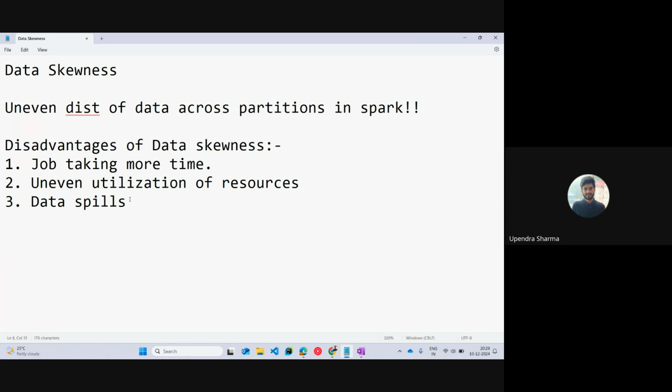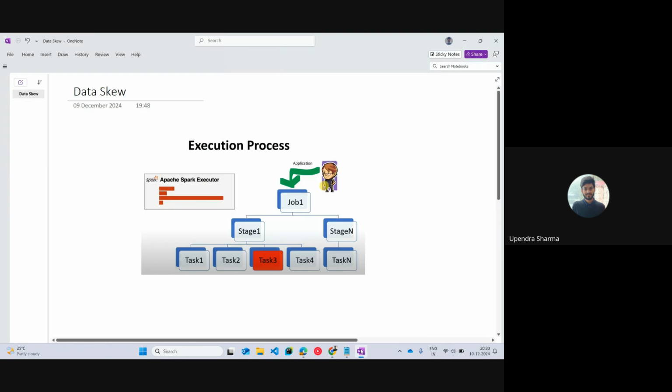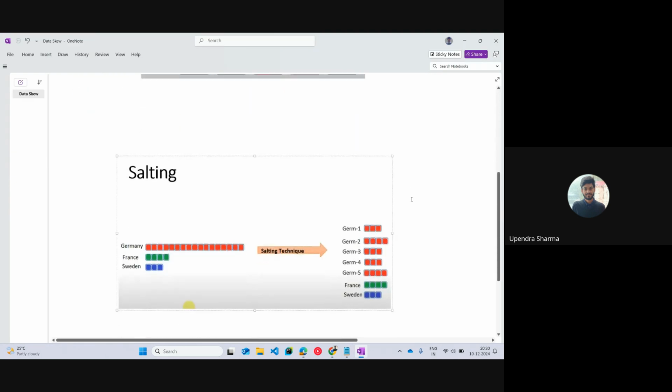Now, we have identified the problem. We have learned what the problem is. We have seen how this problem can arise. We have seen a few common disadvantages of this problem. Now, let's talk about a few solutions, how we can actually deal with data skewness.